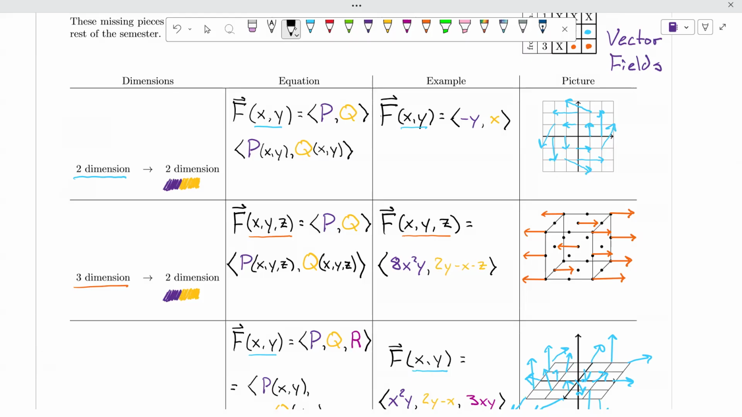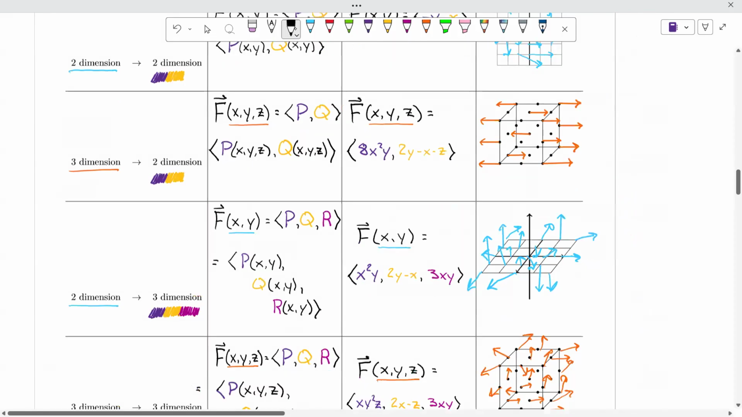3 dimensions down to 2 dimensions is a bit of an odd duck. So it takes all three input variables, x, y, and z, but just creates a two-dimensional vector, here represented by some three-dimensional space, some three space over there with those orange vectors, but none of them have a z component to them. Those are all flat vectors going either left and right or forward and back.